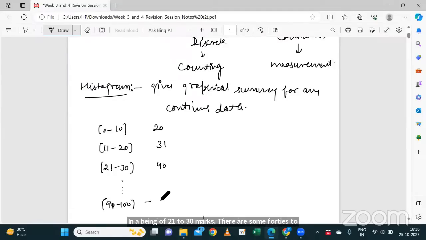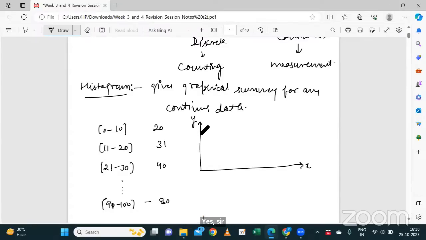Let's say there are 80 students of a school or a class. So you can make the histogram with bins on the x-axis and number of students on the y-axis. Bin 0 to 10, suppose 20 is here, so it will be like this. Then 11 to 20 is 31, so let's say 31 is here. Your histogram will look like this. You can say it's continuous bars, right? So this is how I can make the histogram.